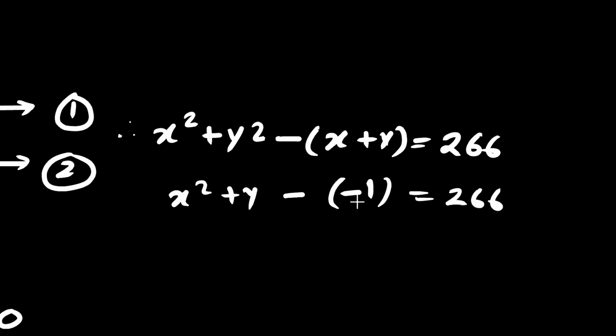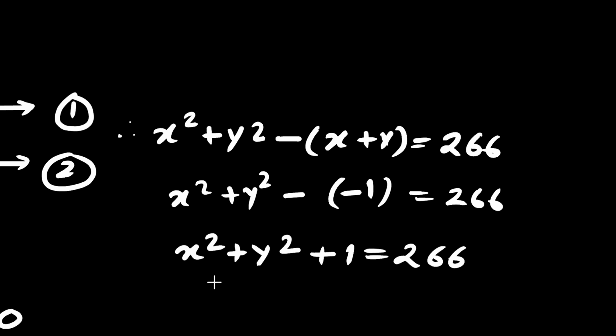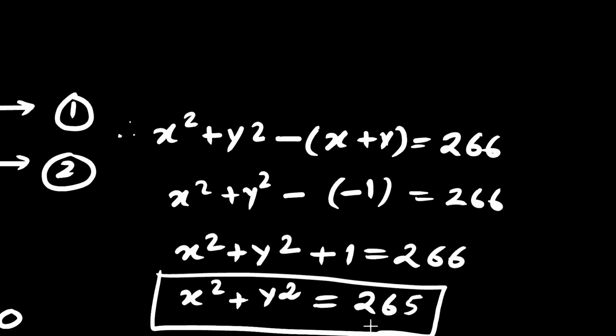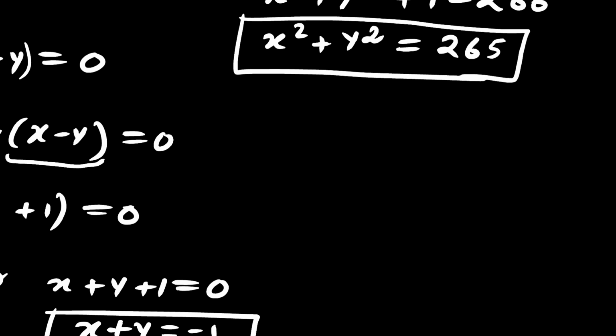Subtracting -1 is the same as adding 1, so the equation becomes x squared plus y squared plus 1 equals 266. Subtract 1 from both sides and we get x squared plus y squared equals 265. Great. Now we know both the sum of the numbers and the sum of their squares.